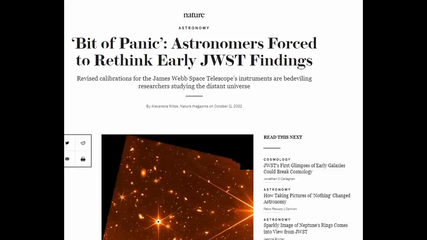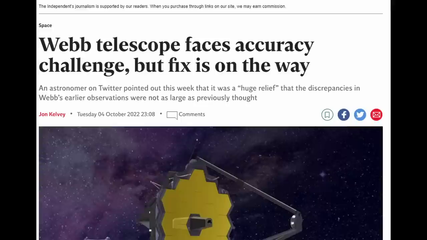Some then seemed to suggest that maybe there was a problem with the calibration of the telescope, or possibly that we were identifying objects that were giving false positives. So several months have passed, so has the view changed?